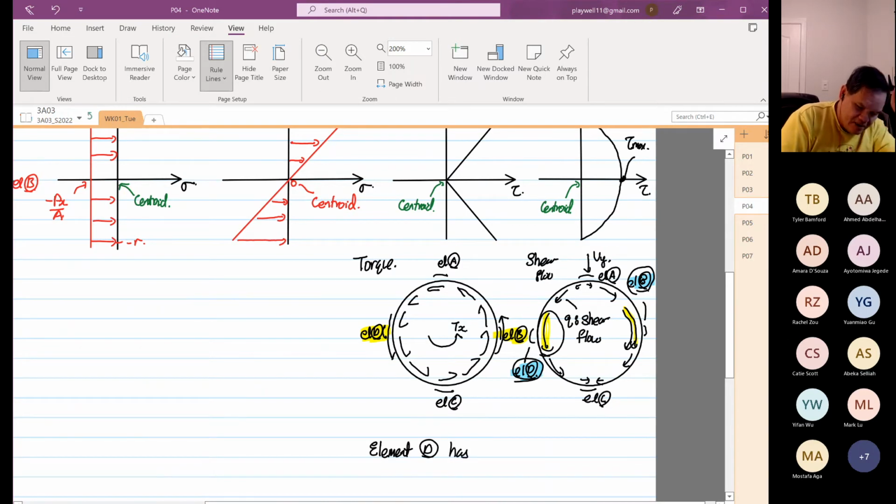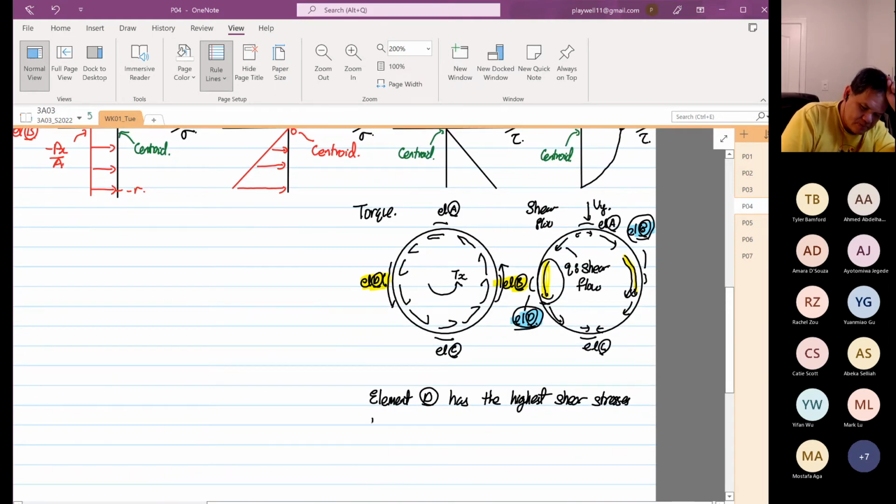has the highest shear stress induced by both torsion and shear force.